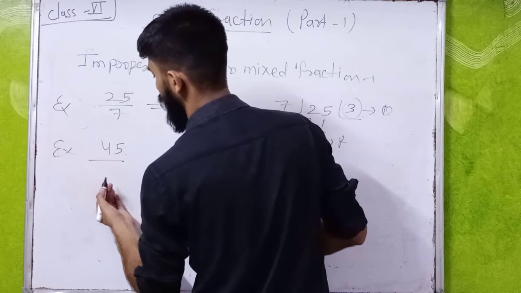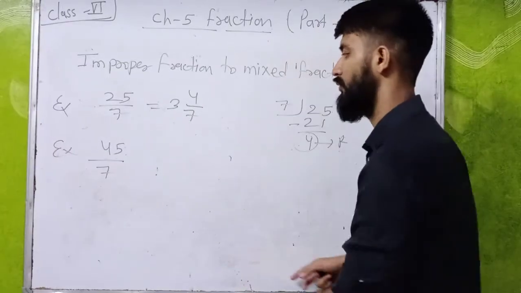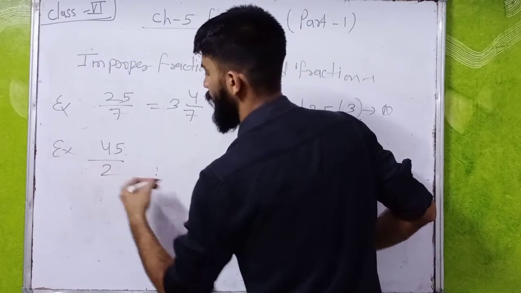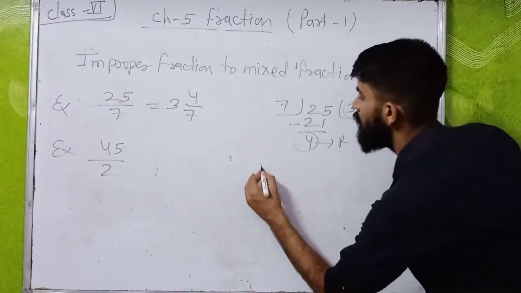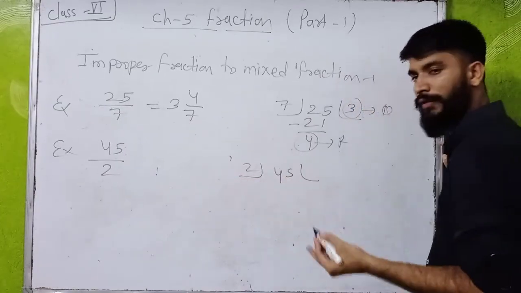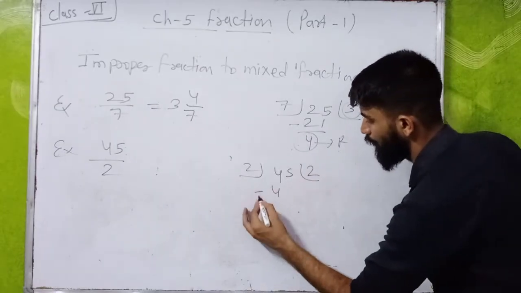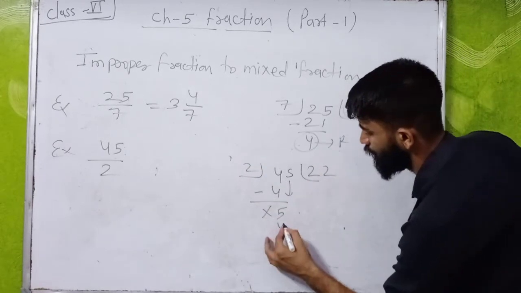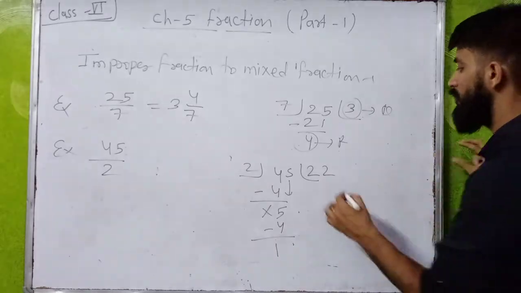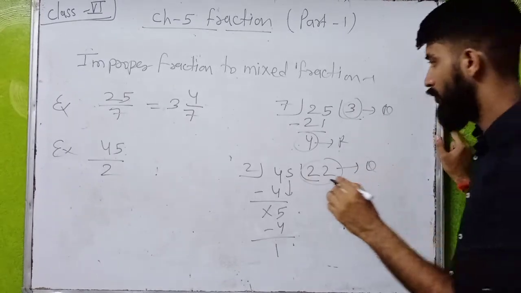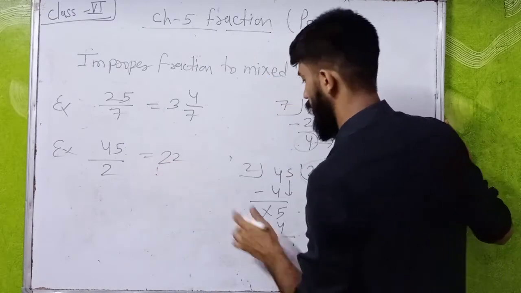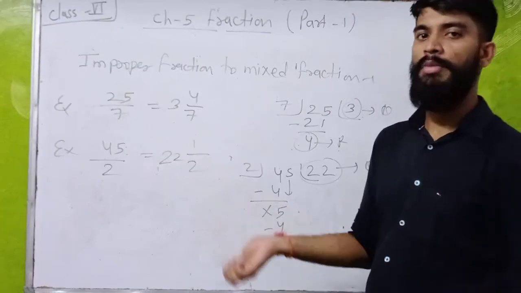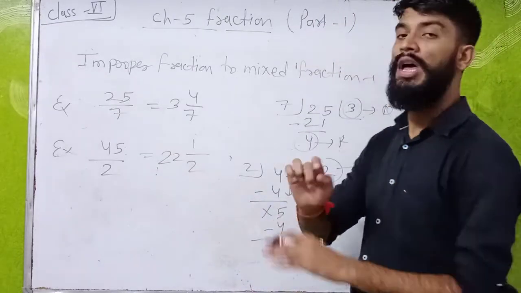Now one more example. 45 divided by 2. Clear? 45 divided by 2: how many times? 22 times, remainder 1. So Q becomes 22 and the remainder is 1. So this is your whole number and this is your proper fraction. A combination of a whole number and a proper fraction is known as a mixed fraction.